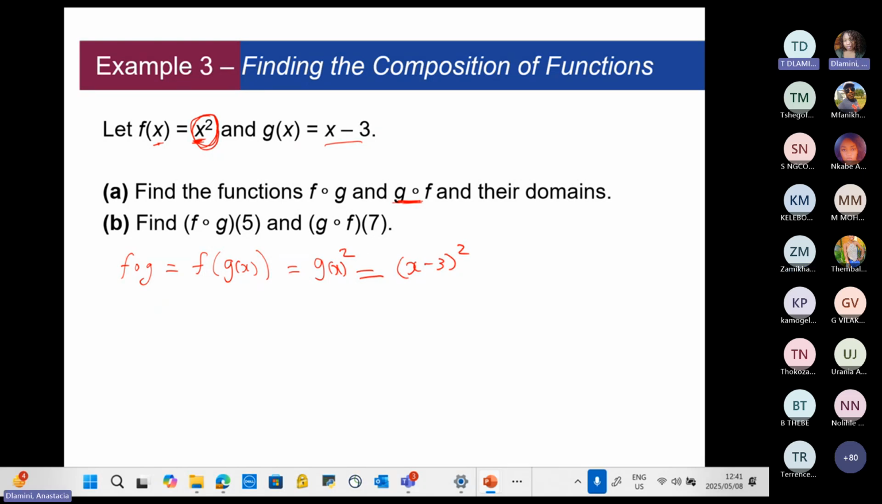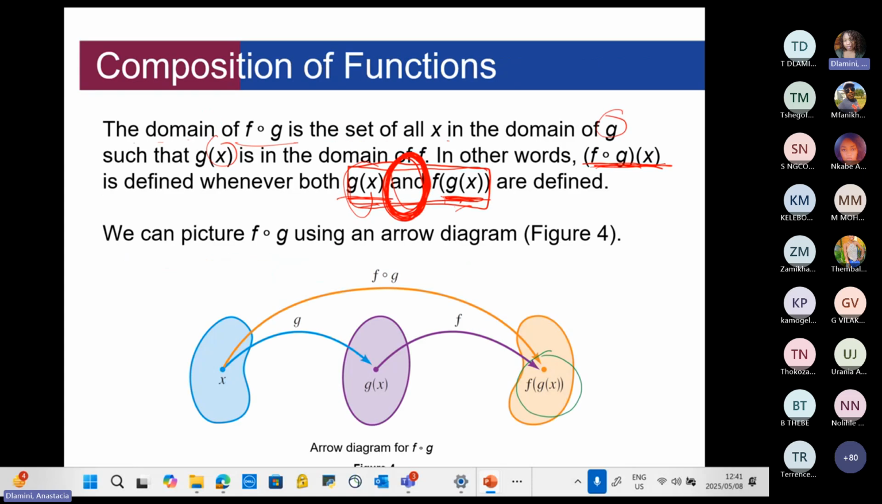Okay. Now let's go back to the statement. So they say for the domain of this, which domains are we supposed to find? The domain of f times g. Now in this case, it's the domain of the inner function, right? And the domain of the expression of the composition.